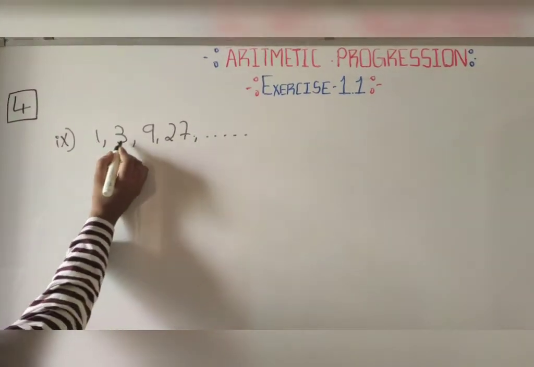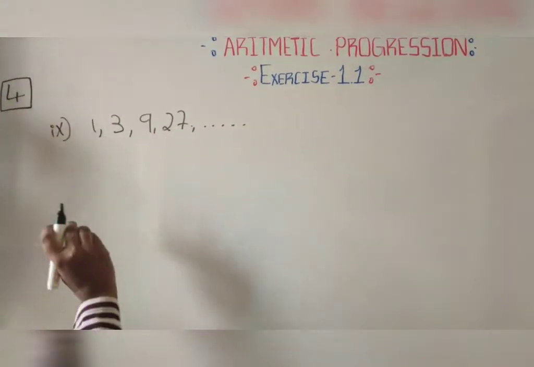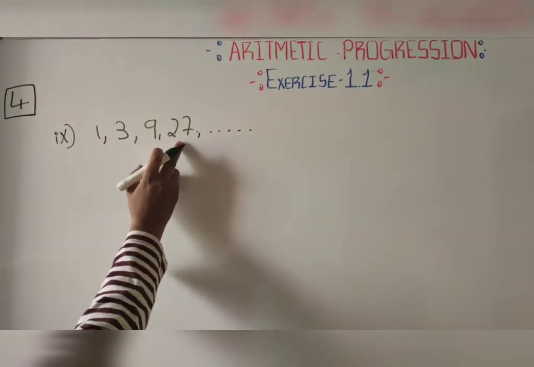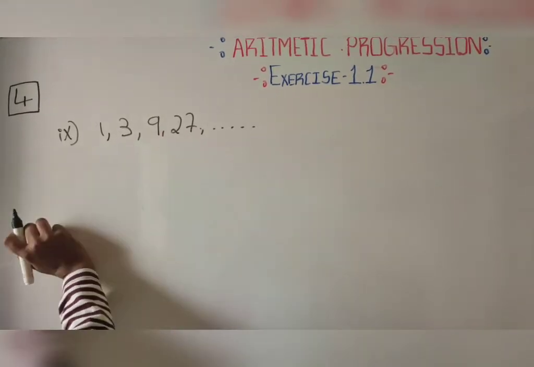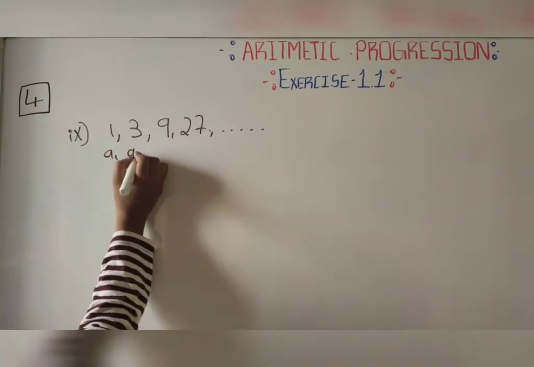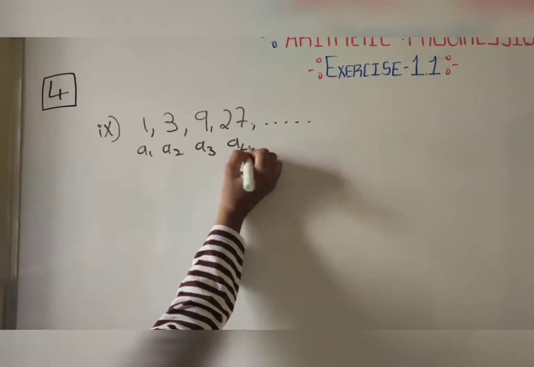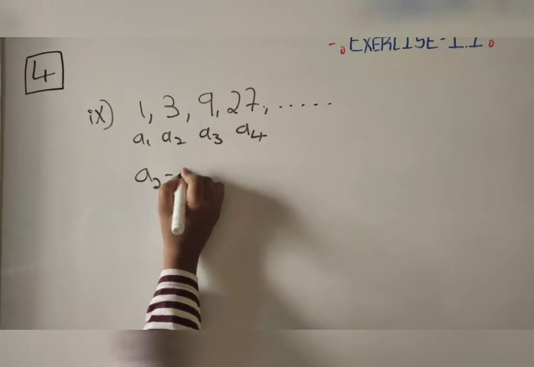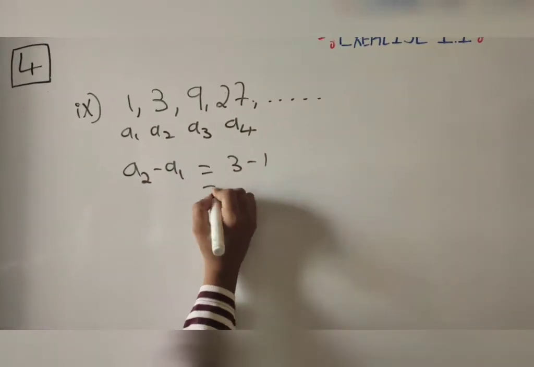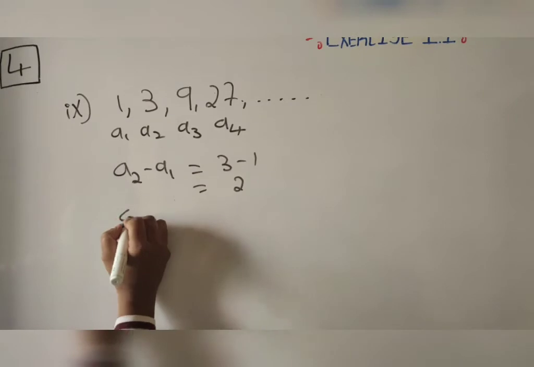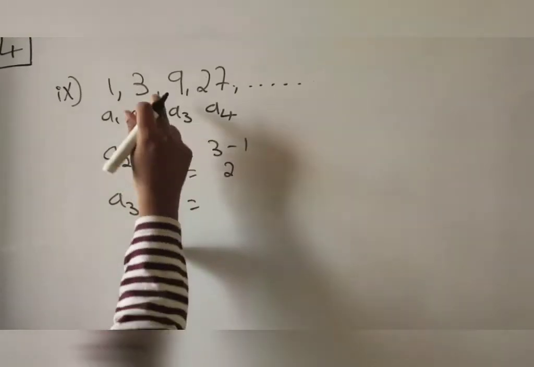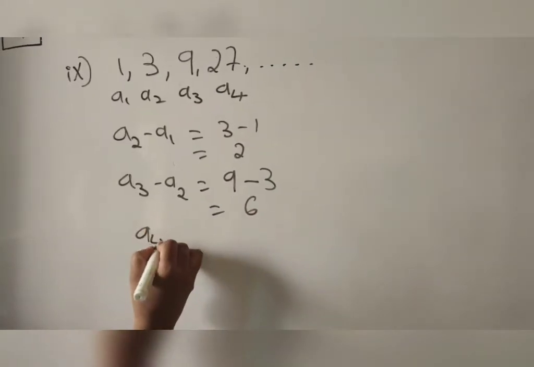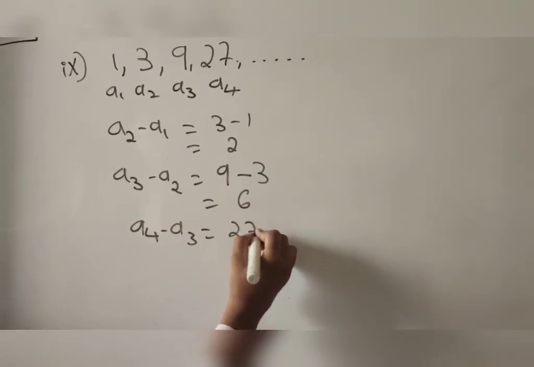Now 9th one: 1, 3, 9, 27. See here whether this sequence is an AP. 1 threes are 3, 3 threes are 9, 9 threes are 27. See here, students, it is a multiple of 3. Now again, anyhow we will check for the common difference. If the common difference is same, then it is an AP, or else it is not an AP. Now A2 minus A1 we will do. See here, 3 minus 1 you are getting 2. Now A3 minus A2. A3 is what? 9 minus 3. 9 minus 3 you are getting 6. A4 minus A3, 27 minus 9.